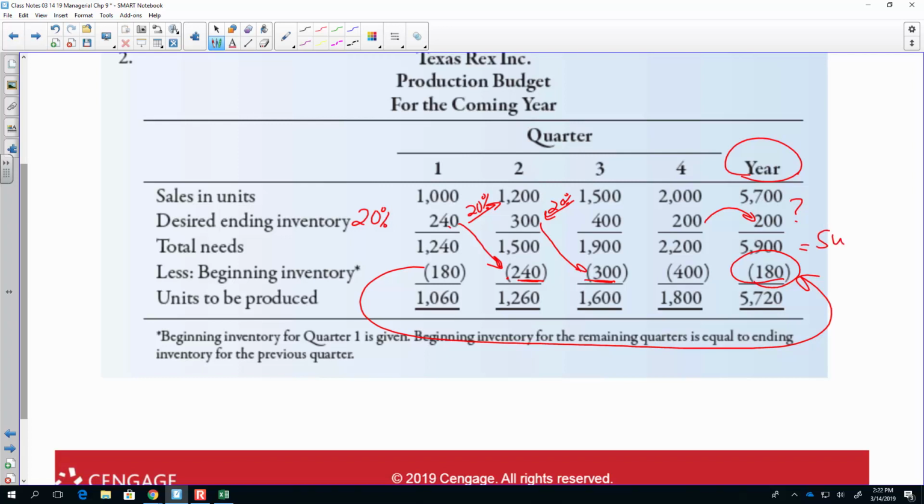This subtotal where the 5,900 is has to be a subtraction. 5,900 has to be a subtraction. How about addition?